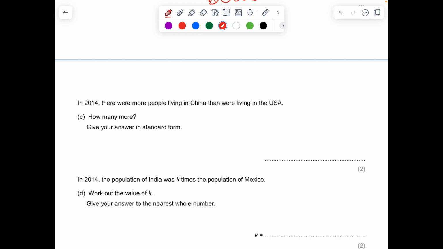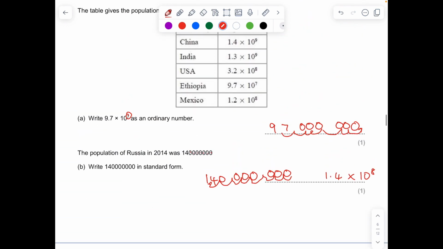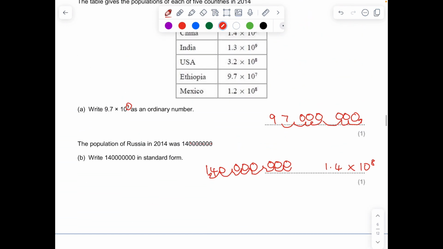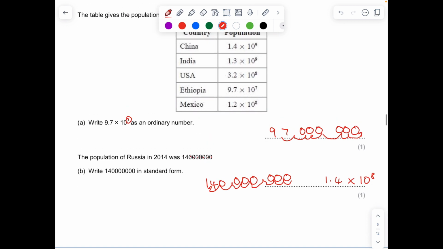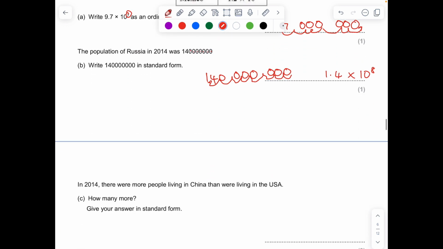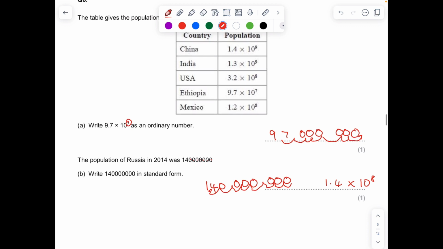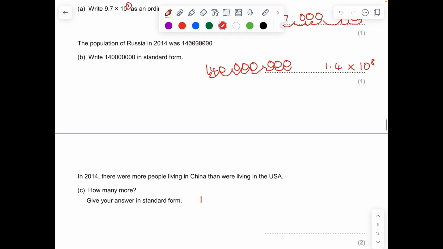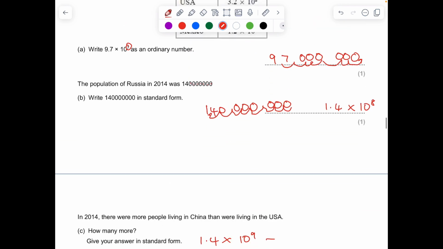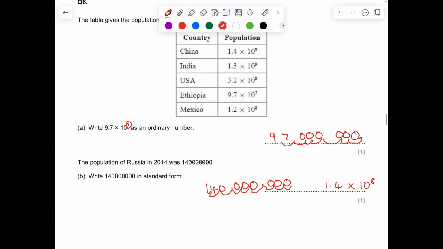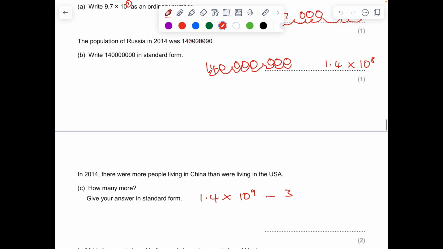Next, we're going to do some subtraction. So there were more people living in China than were living in the USA. How many more? Give your answer in standard form. Lots of different ways you can do this. So basically we are doing 1.4 times 10 to the power of 9, take away USA, 3.2 times 10 to the power of 8.